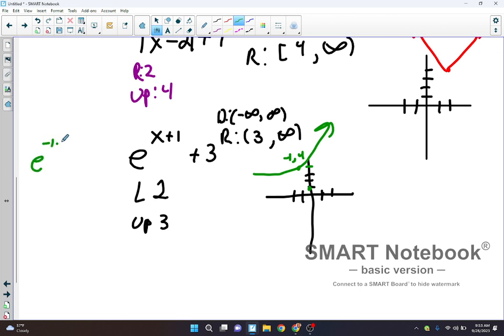e to the -1 plus 1 plus 3. This is e to the 0. Well, what's e to the 0? 1. 1 plus 3 is 4. So it's going to be -1, 4. So you always base it off 0, 1. And again, type in your calculator, get a guaranteed.